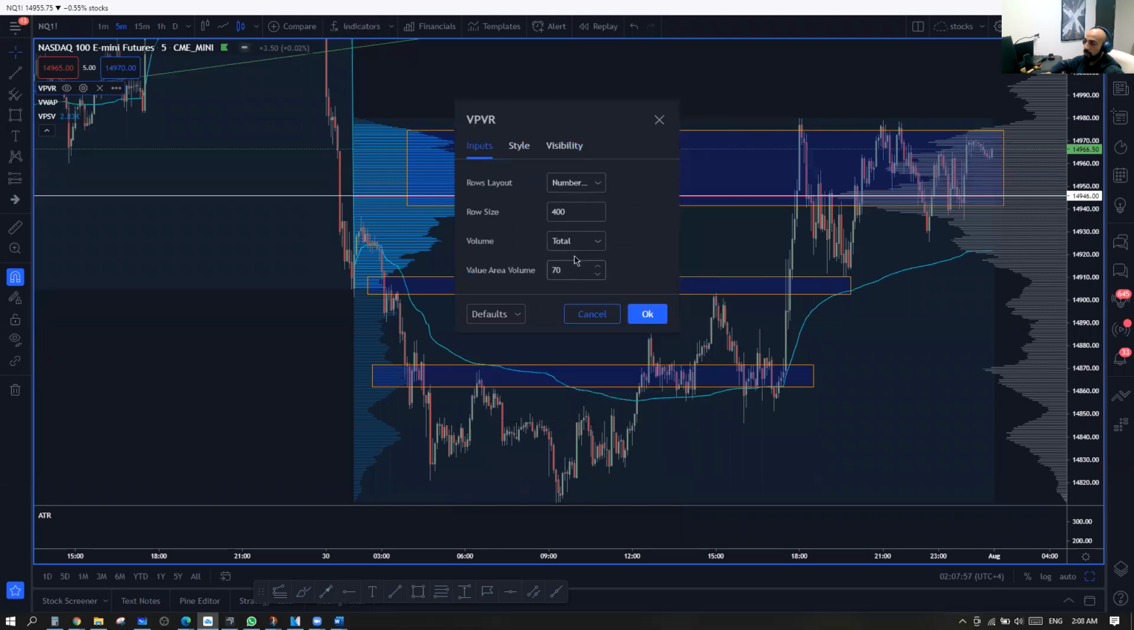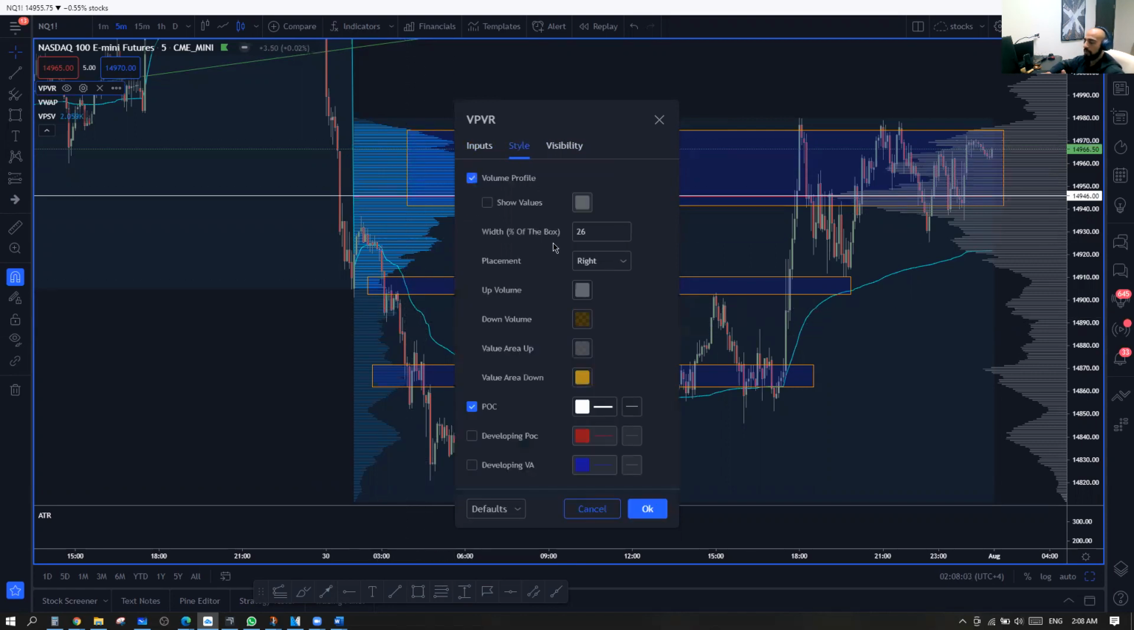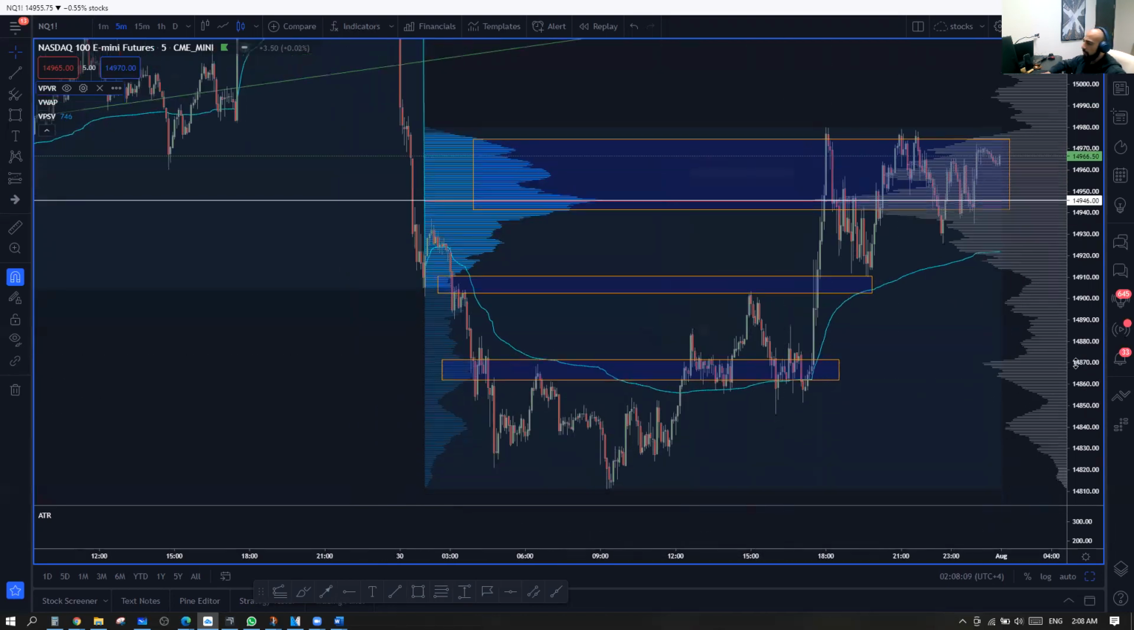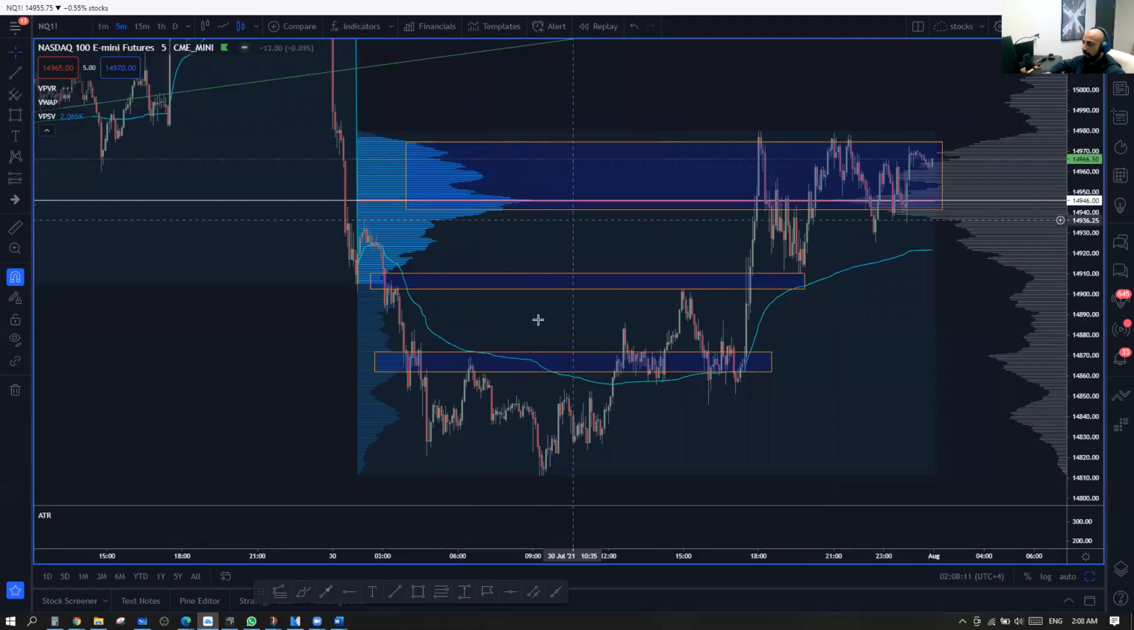You can adjust your colors. You can adjust the volume profile size. But I like to see the small details. This is why I use the options here, the adjustment that I'm showing you right now. So that's the volume profile, value area, HVNs, LVNs.